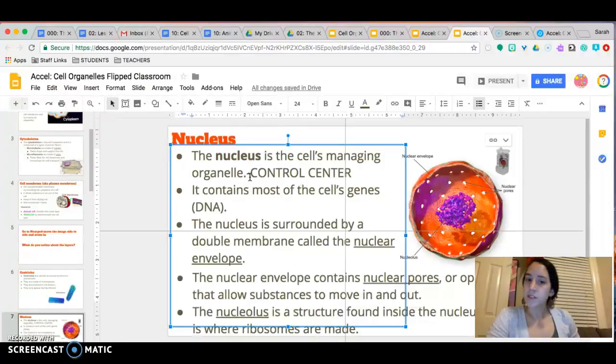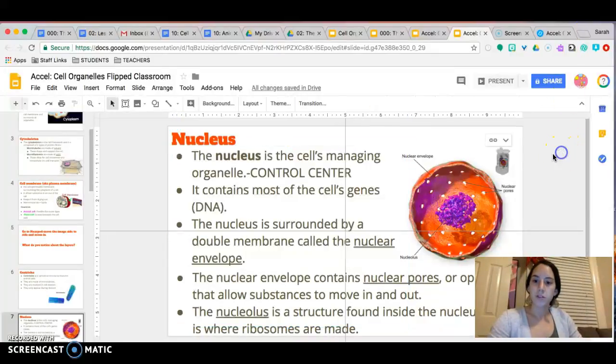It contains most of the cell's genes, or its DNA. The nucleus is actually surrounded by this wonderful nuclear envelope. And the nuclear envelope contains these little pores, or openings, that allow substances in or out. And then you have the nucleolus. The nucleolus, which is this portion right here, is actually where ribosomes are made.